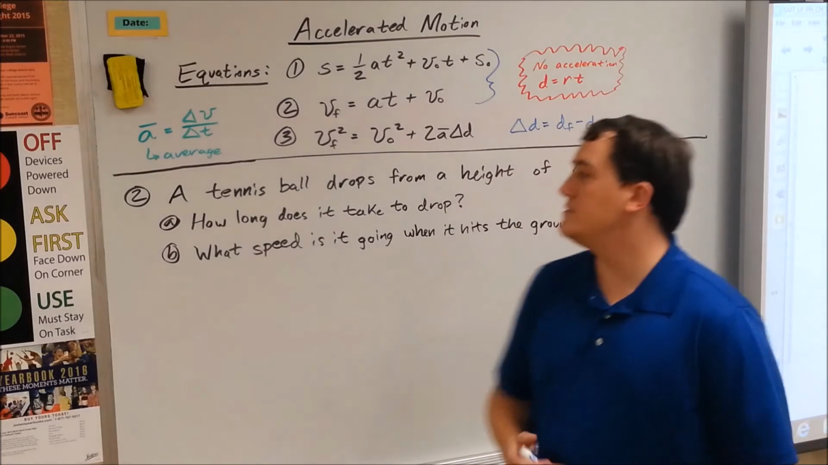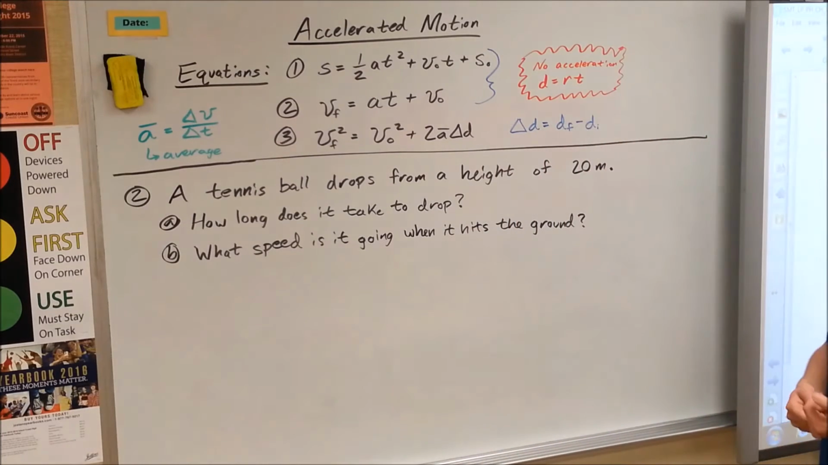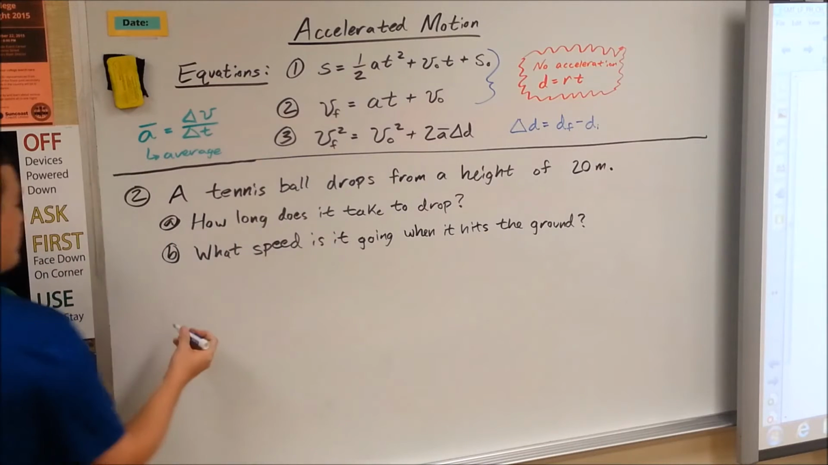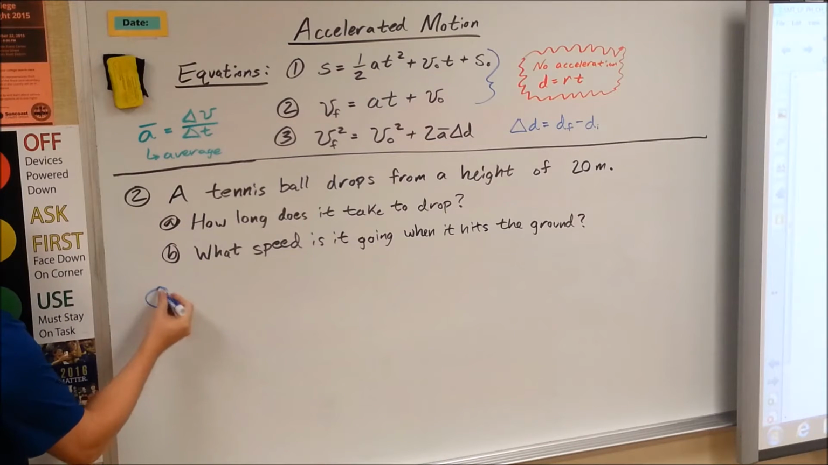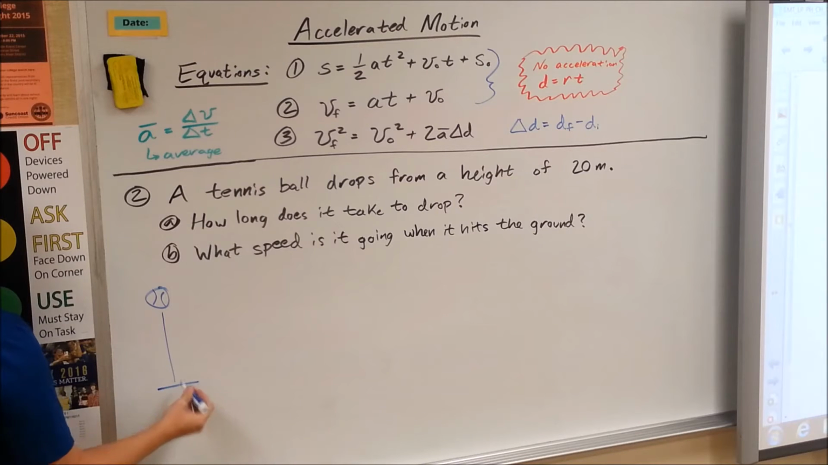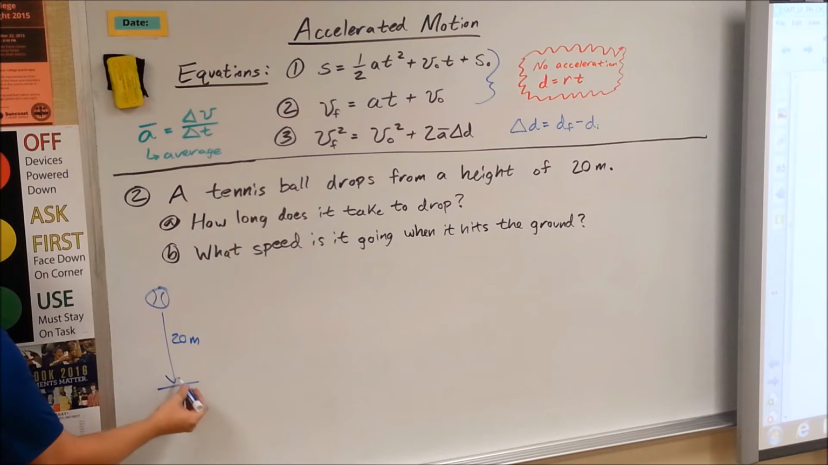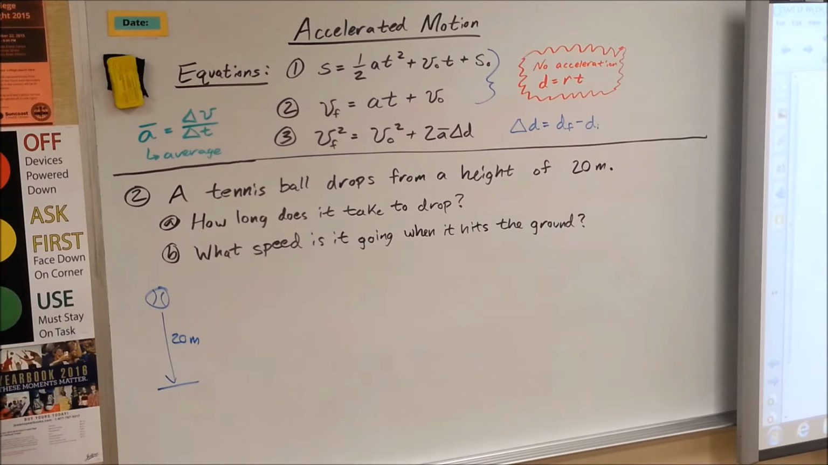Okay, next example. A tennis ball drops from a height of 20 meters. How long does it take to drop? So we have some tennis ball dropping to the ground from 20 meters high. We just want to figure out how long it takes to get there, and then how fast is it going when it hits the ground.